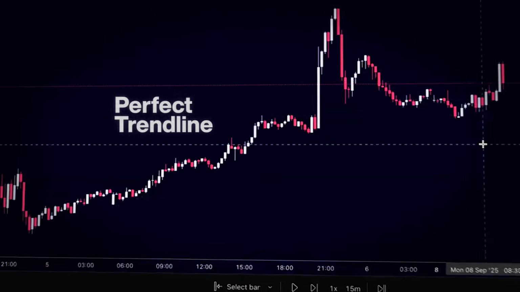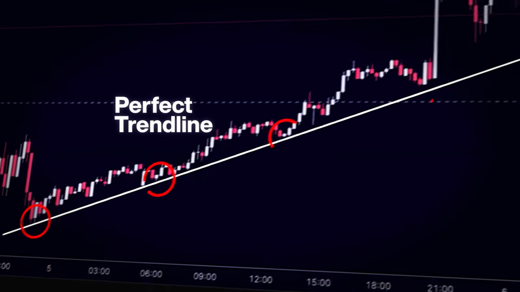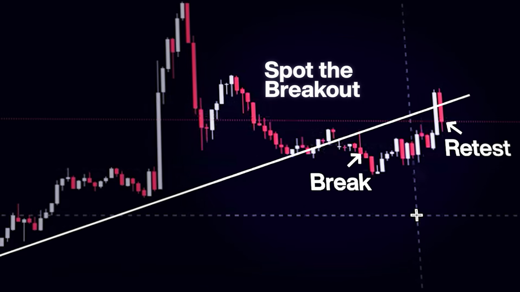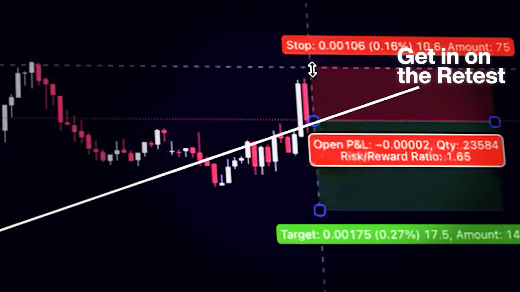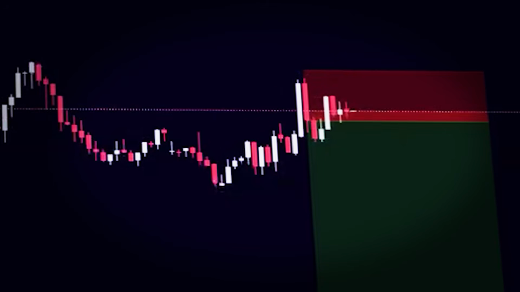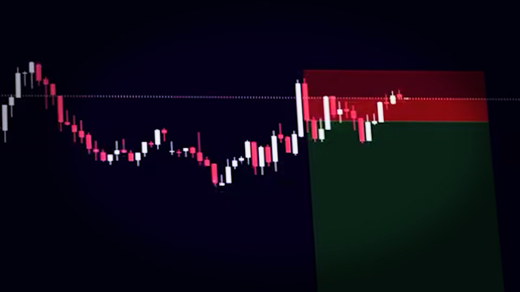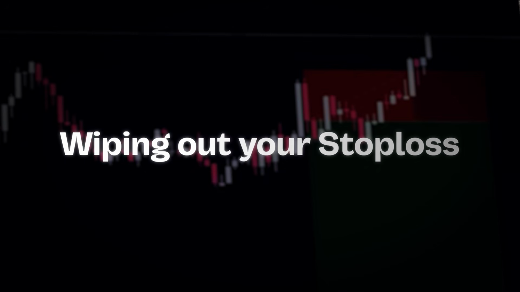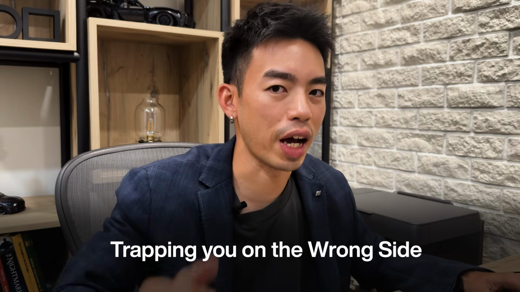Have you ever taken a trendline breakout retest trade only to see the market turning around, stopping you out? It's one of the most frustrating things in trading, isn't it? You plot out the perfect trend line connecting all the dots, you spot the breakout, you get in on the retest. The retest actually works, but then very soon after that, it reverses on you, completely wiping out your stop loss, trapping you on the wrong side of things.